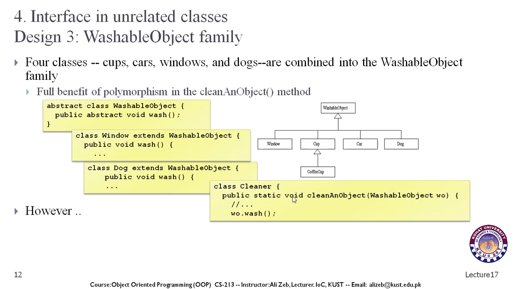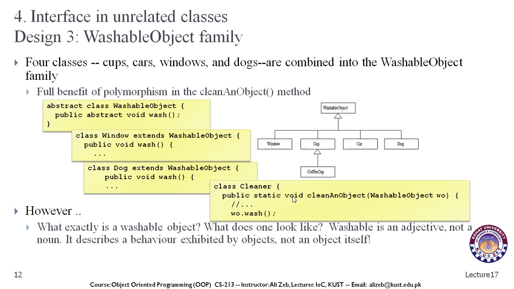However, something is not clicking over here. It doesn't seem to make sense that washable object is used as the name of a class, since by definition we said that our classes can be nouns. Those are objects, and a class is kind of a framework for an object. Now, what exactly is a washable object? What does one look like? Washable is an adjective. It's not a noun. It describes a behavior exhibited by objects, not an object itself. So this does not make sense.